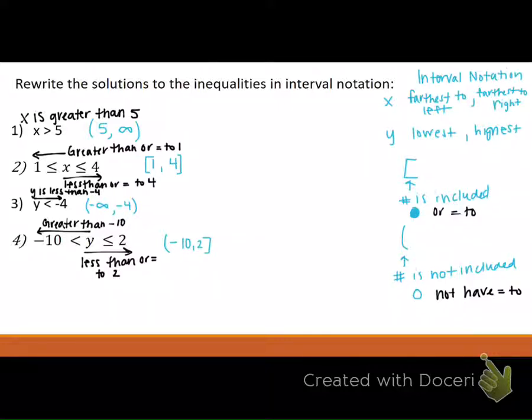So notice I added these into your notes. If it has the or equal to, you use the square. If it does not have it, you use the round. Okay, so maybe that will help you guys out a little bit too. All right, let's move on to some context problems after you have it written down.